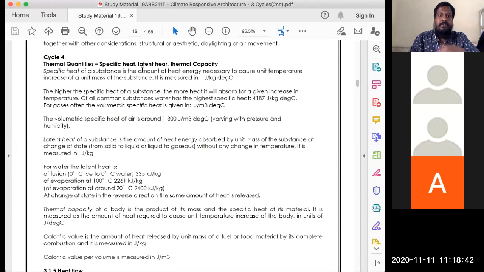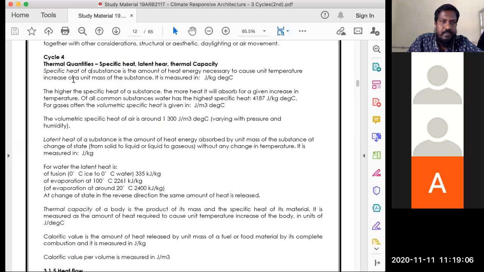So here, you don't need to learn the contents by heart. The first point you'll be looking into is what is specific heat, what is latent heat. Sorry, that's a typo. Latent heat and thermal capacity. So you just need to have an understanding of these terminologies. You don't need to know much beyond that. And what are the units they deal with?